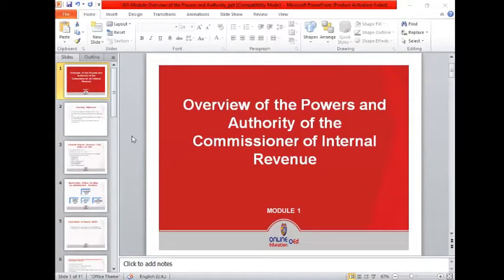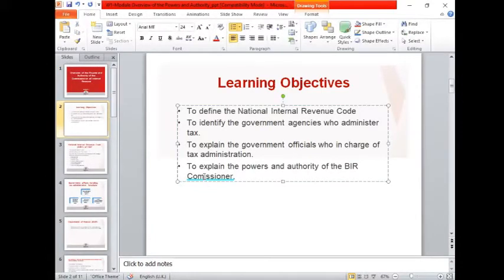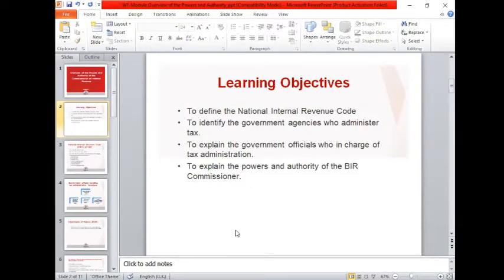Our learning objectives here are to define the National Internal Revenue Code, to identify the government agencies who administer our tax, to explain the government officials who are in charge of the tax administration, and to explain the powers and authority of the BIR Commissioner.